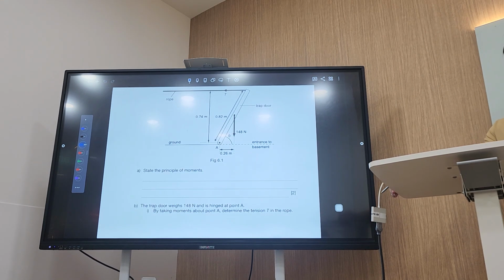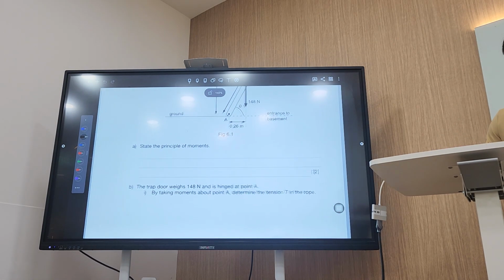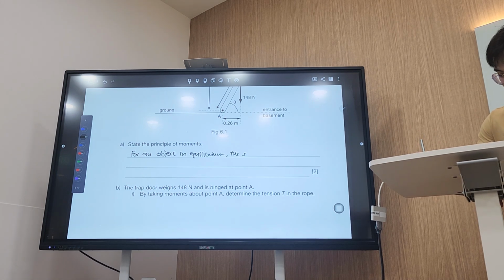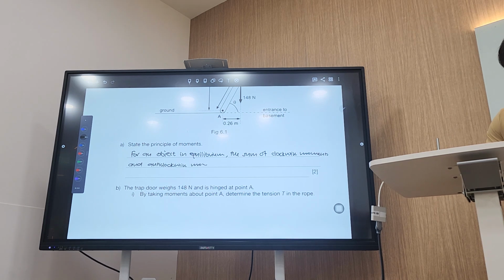Naomi, what's the principle of moments? Okay, wait. I write this down. For an object in equilibrium, the sum of your clockwise and anti-clockwise moments are equal about the same point. Good.